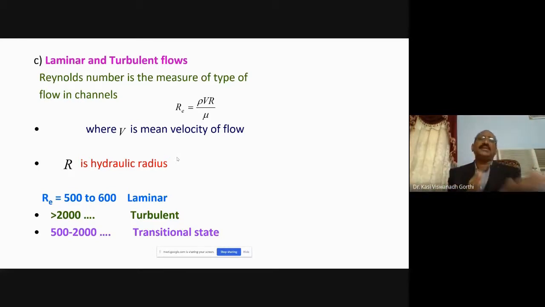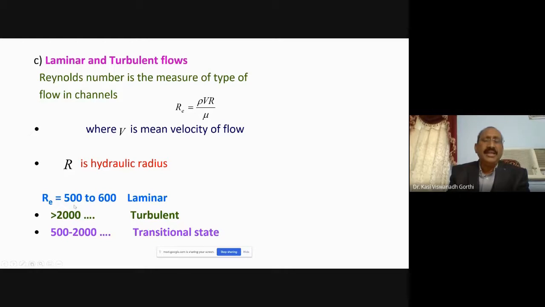In a similar fashion, in open channels also, laminar and turbulent flows are designated based on the numerical value of the dimensionless Reynolds number, which is the ratio of inertia force to viscous force, rho V R by mu. Rho is the mass density, V is the mean velocity of flow, R is the hydraulic radius. We come back once again to the hydraulic radius shortly. And mu is the viscosity of the flowing fluid, or water here. So, based on the numerical value of the Reynolds number Re, the flows in the open channel are classified to be laminar and turbulent flows.